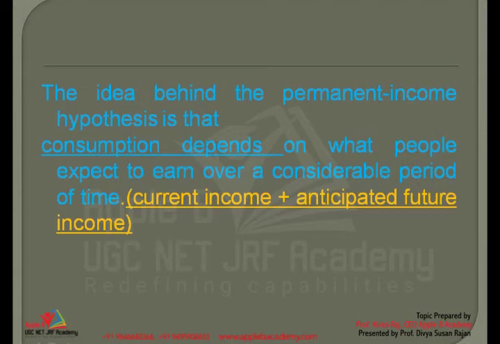When we came to the permanent income hypothesis, here the consumption depends upon what people expect to earn. So the individuals' expectations of income. Apart from the current income, their future expected income also plays an important role in determining the consumption pattern that exists for the individual in the society.